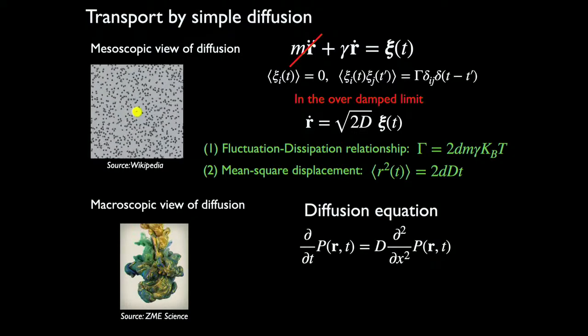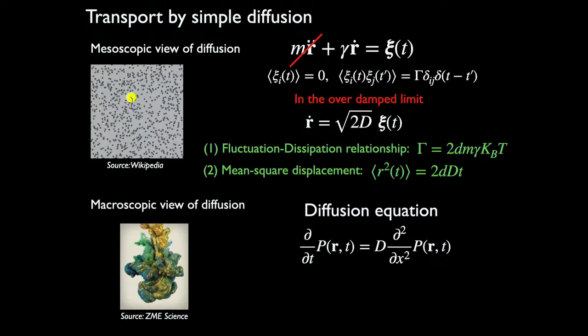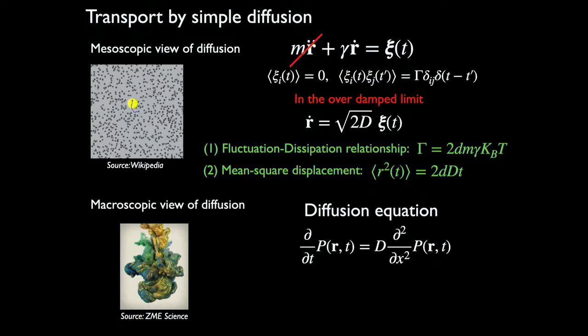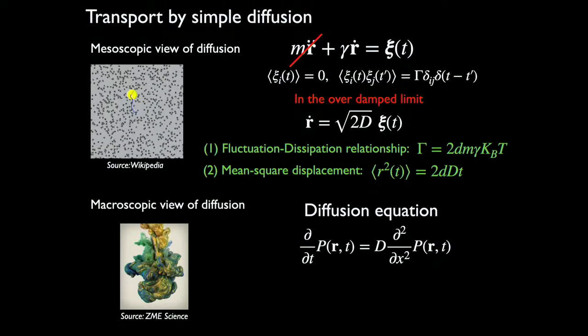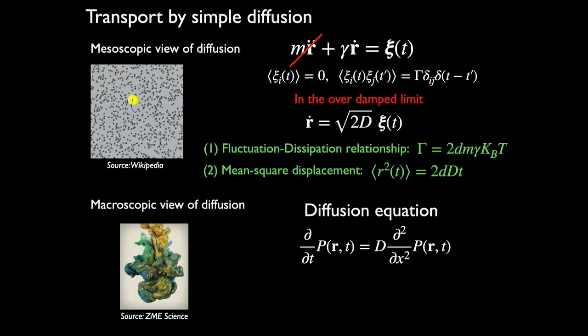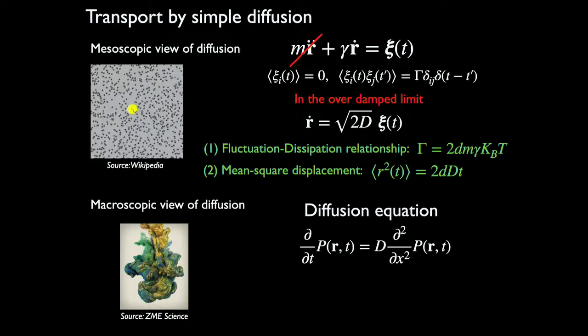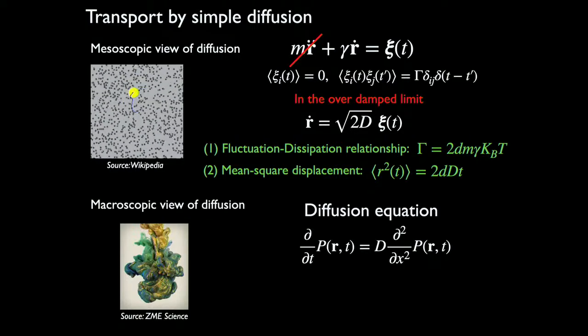This equation you have seen before. Is that correct or no? This equation everybody has seen, right? This is the diffusion equation. This D is the diffusion coefficient, and I am claiming you can systematically start from this equation and derive this equation.